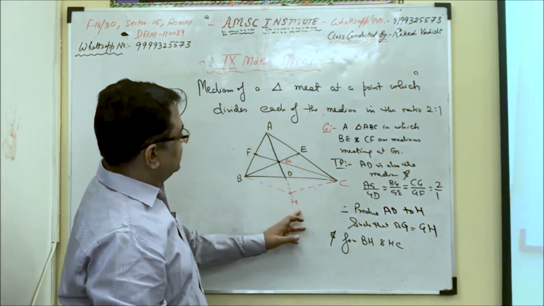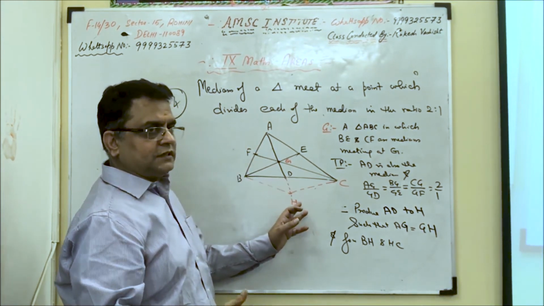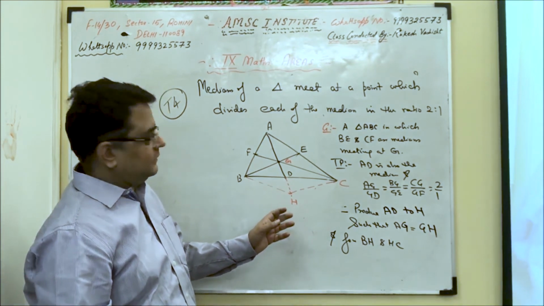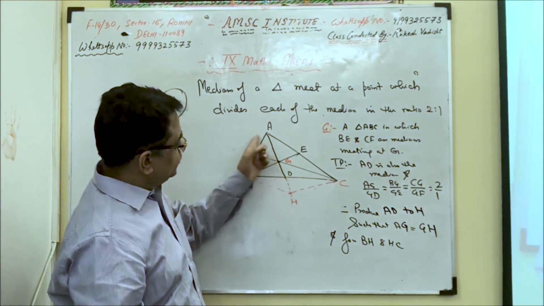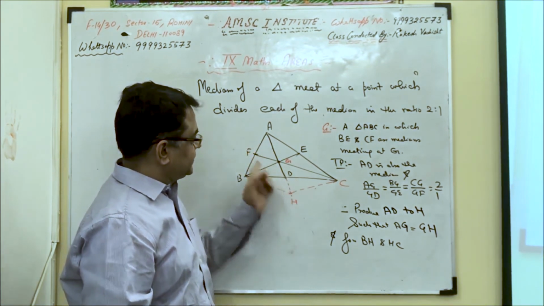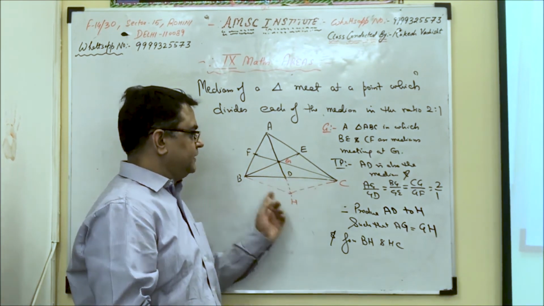And hence in this triangle there are two midpoints of these two sides, which forces us to use the midpoint theorem. The line joining the midpoints of the two sides of a triangle in triangle ABH is parallel to the third side. FG is parallel to BH, which makes GC parallel with BH.